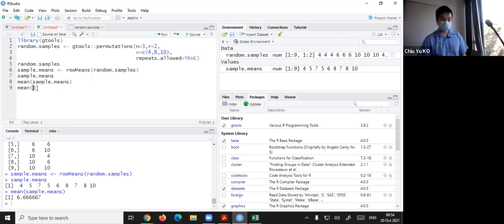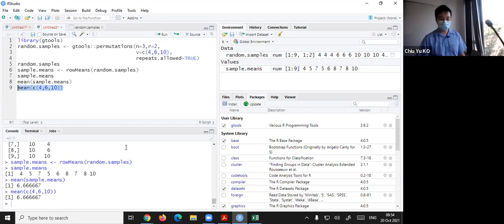4, 6, 10, which is our original sample, okay? Which is the same, okay? So that verifies the first thing: the mean of the sample mean is the population mean, okay?